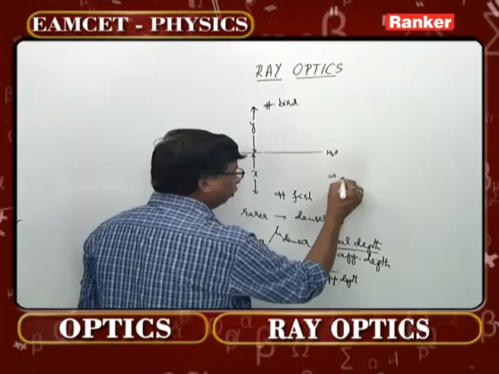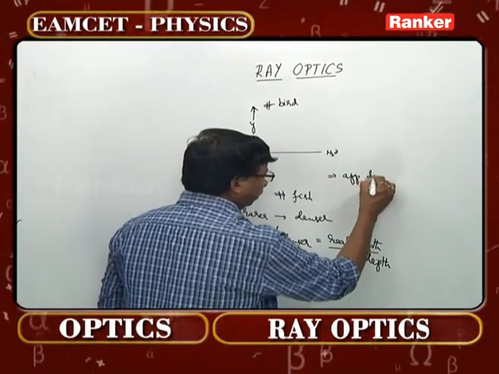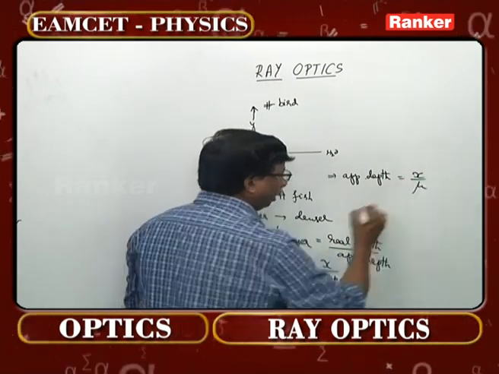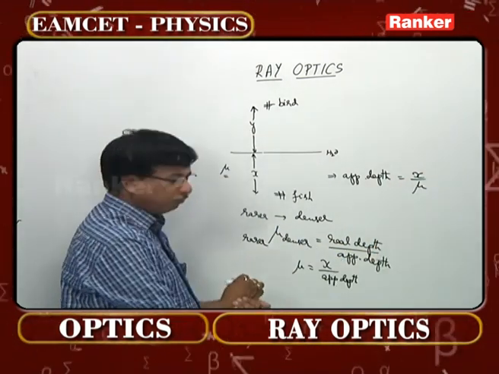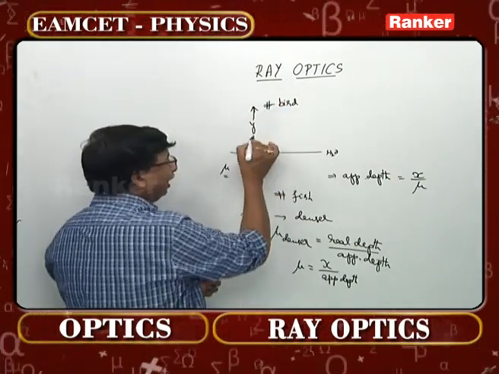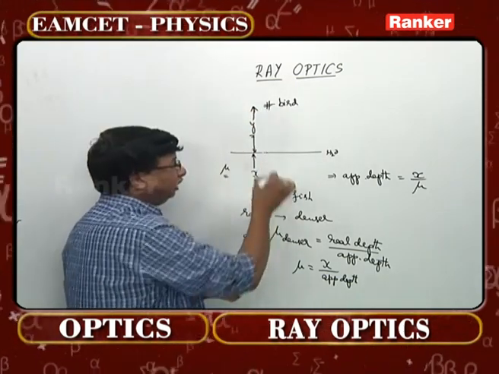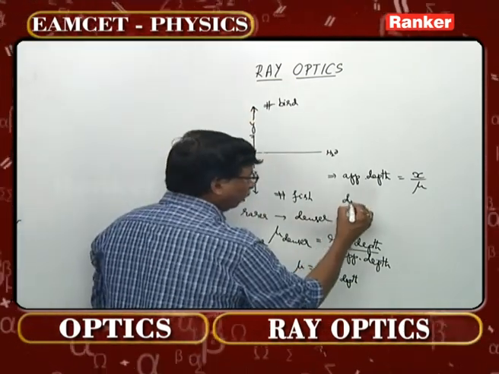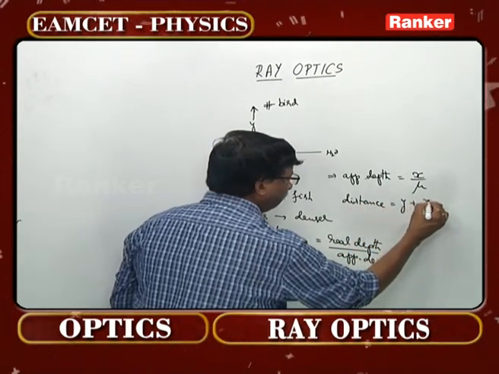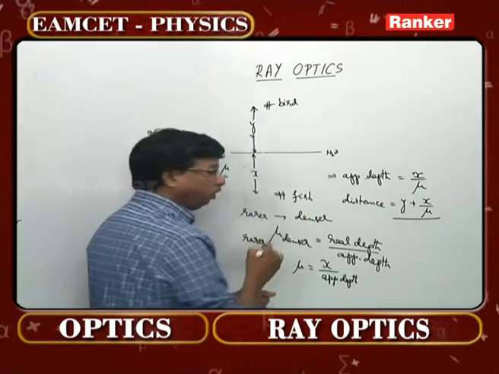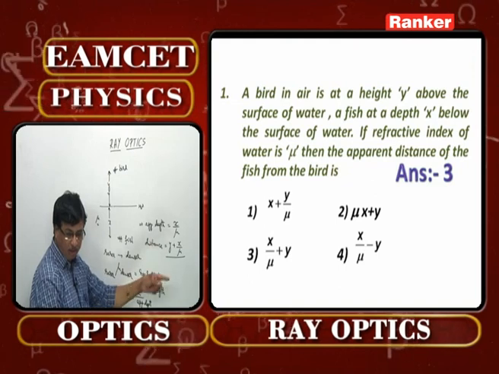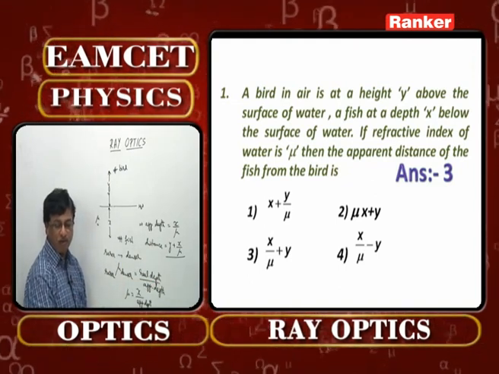So what can we write from this? Apparent depth in this particular case is equivalent to x by mu. Look at this concept carefully. x by mu is going to be the apparent depth for the bird. And at what height is the bird already located? It is at a distance y. Therefore, what will be the total distance now? It must be y plus x by mu. Look at which option tallies with this. x by mu plus y, that is the third option that is given correctly there.